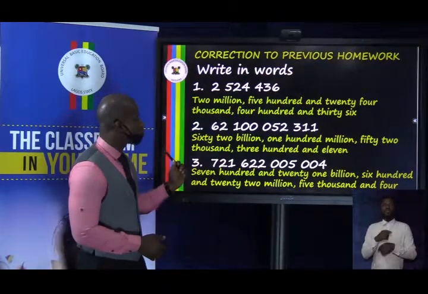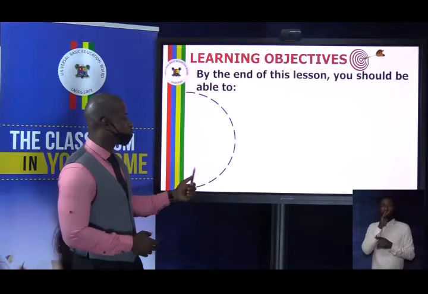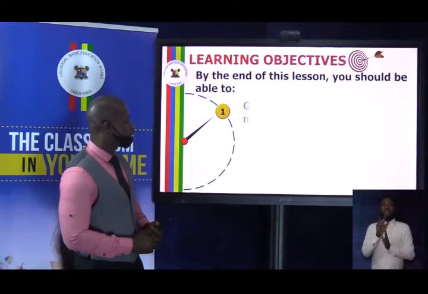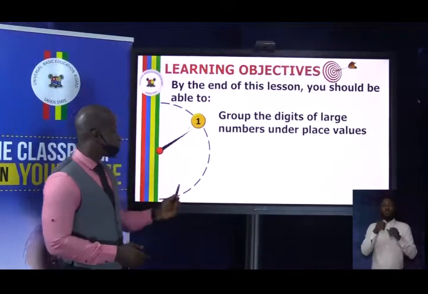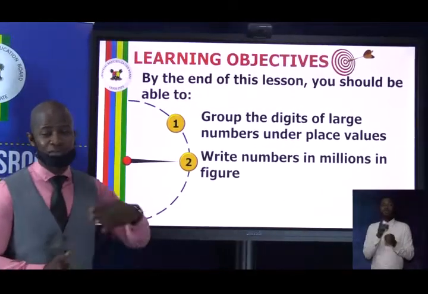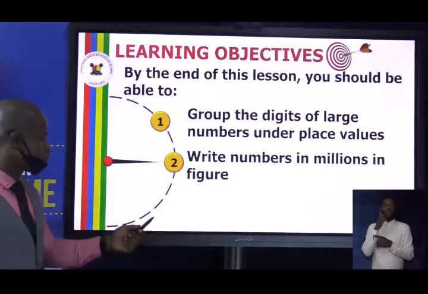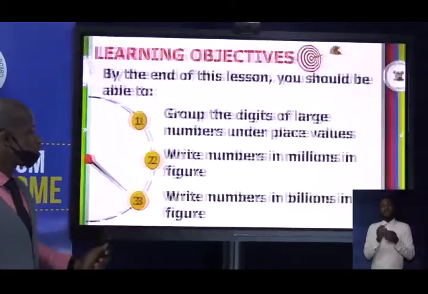Now, moving on to today's work, our learning objectives. By the end of this lesson, you should be able to group numbers in threes under the appropriate place values. You should be able to write numbers in millions in figure. So we're going to be writing in figure today, not in words. And you should be able to write numbers in billions in figure as well.